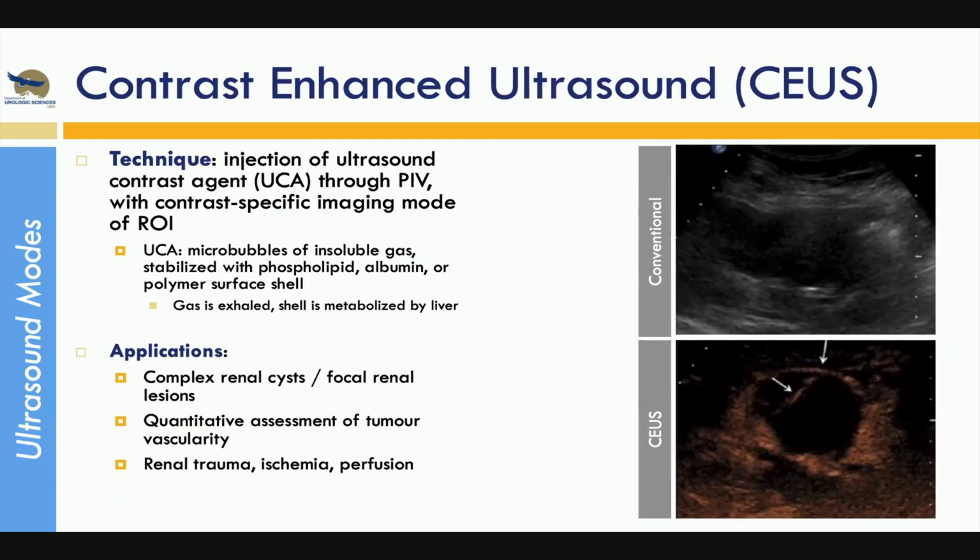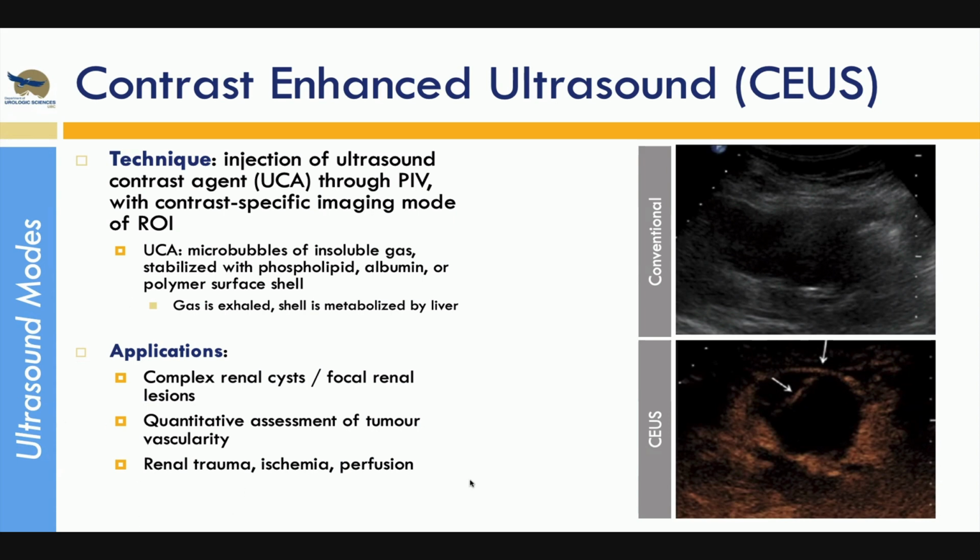Another mode of ultrasound that's up and coming is contrast enhanced ultrasound. There are two basic elements of this. One is the ultrasound contrast agent, and two is the contrast specific imaging mode. The contrast agent is a microbubble of mostly insoluble gas. The first generation could be agitated saline or hydrogen peroxide, but the contrast agents now are typically gas stabilized with a phospholipid or albumin. As the gas gets exhaled, the shell gets metabolized in the liver.